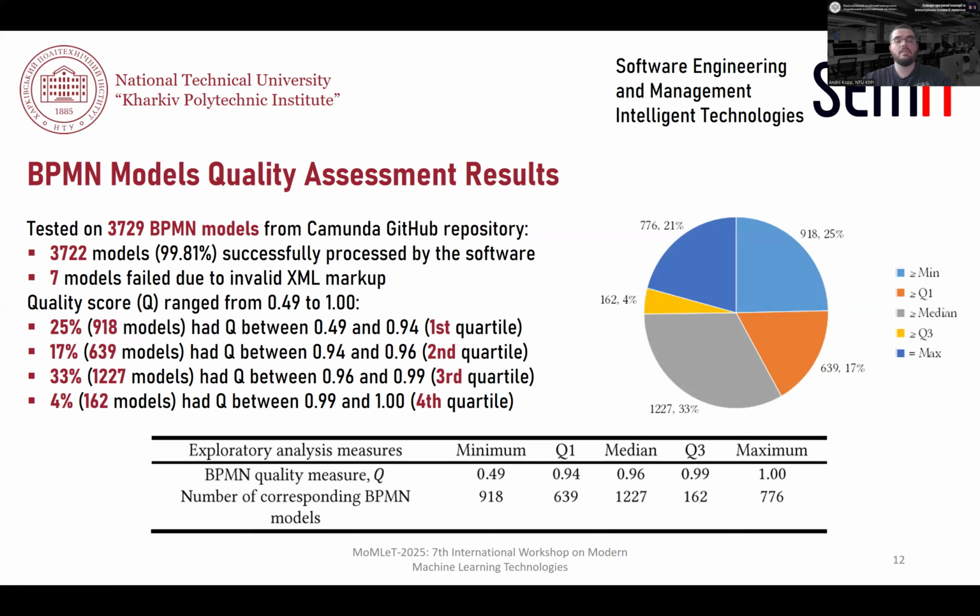17% of models, or 639, had quality measure between 0.94 and 0.96 and belong to the second quartile. 33% of models, or 1,227, had quality measure between 0.96 and 0.99 and belong to the third quartile. And only 4%, or 162 models, had quality between 0.99 and 1, being perfect models, basically, and belong to the fourth quartile. As can be seen, this distribution is demonstrated using the pie chart and also the table presented at the bottom of the slide.